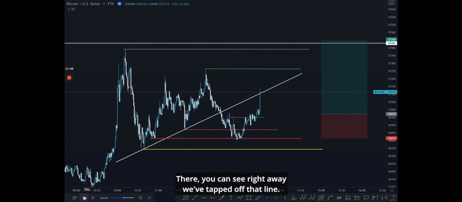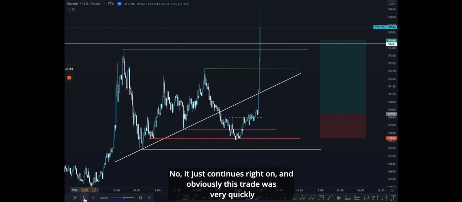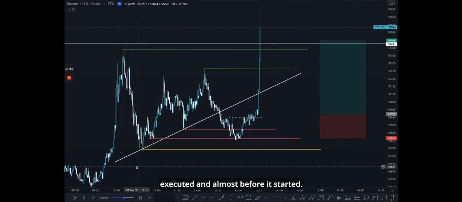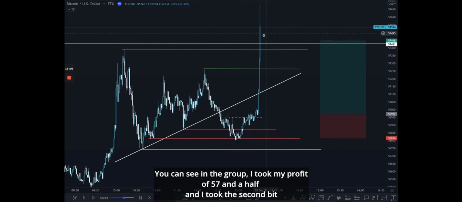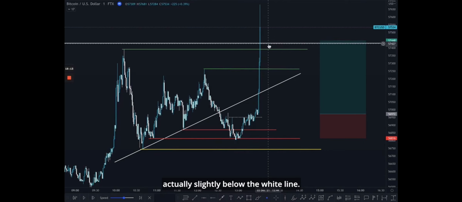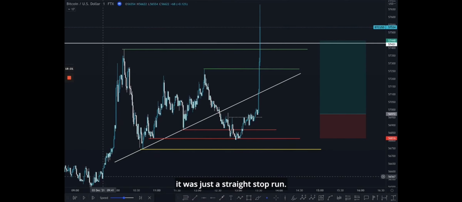There you can see right away, we've tapped off that line. I'm not sure if it closes back below it again. No, it just continues right on. And obviously this trade was very quickly executed, almost before it started. So in 3 minutes of impulse, the entire trade was hit. You can see in the group, I took my profit at 57.5, and I took the second bit slightly below the white line. So my average is still around the white line, because I wanted to see if it was going to be continuation, and there wasn't. It was just a straight stop run.